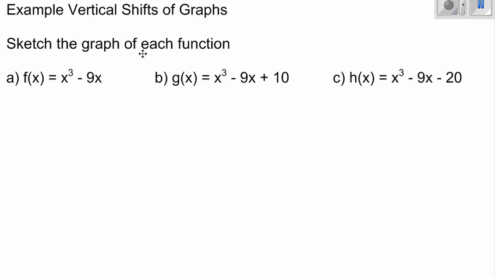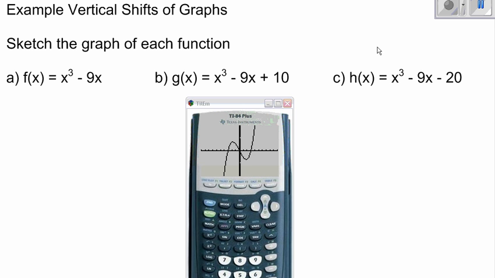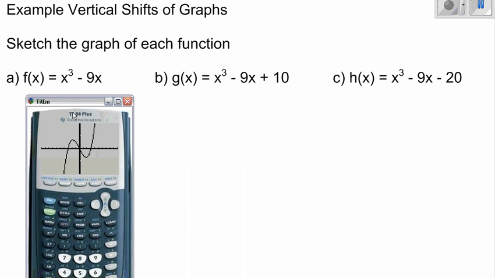Sketch the graph of each function. Part A is x cubed minus 9x. You can type that into your calculator to see what that graph looks like. And here's the graph of x cubed minus 9x.